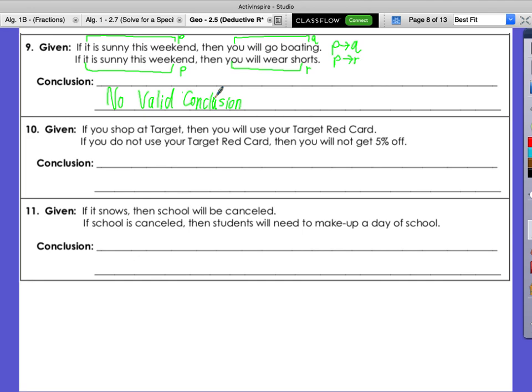Because it doesn't follow our pattern. These laws, it's all about the pattern. It's all about the pattern that's happening there. Okay? It's all about recognizing the pattern that's happening there. Okay? Let's try number 10 here.